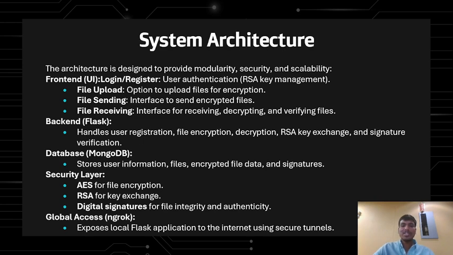Now coming to system architecture. The system architecture consists of four main components. One is a front-end component, second one is a back-end component, third is a database MongoDB component, and fourth one is the security layer component, which is cryptographic components.